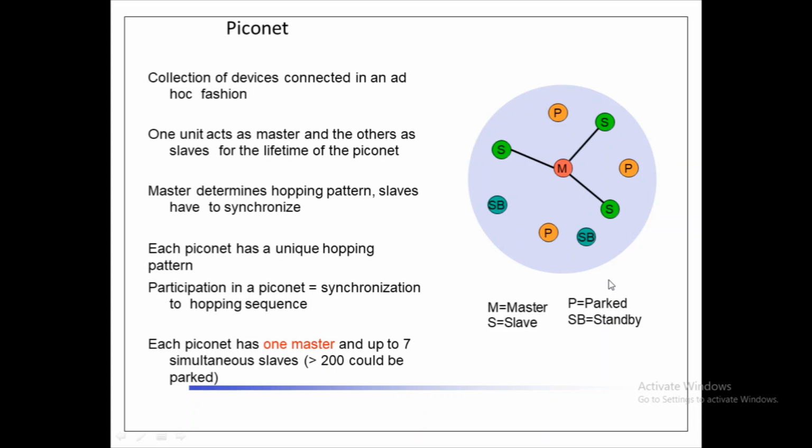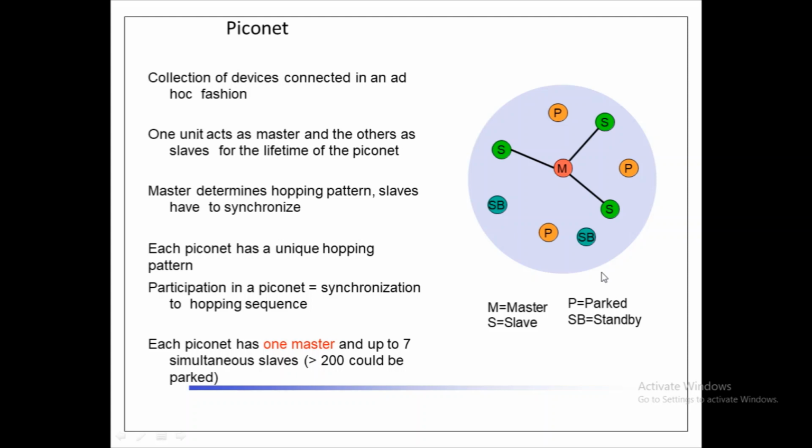Right. Now each piconet has exactly one master, and up to 7 simultaneous slaves. More than 200 devices can be parked at maximum, right? And the reason for the upper limit of 8 active devices is that a 3-bit address is used in Bluetooth, right? A parked device is represented by P. If a parked device wants to communicate and there are already 7 active slaves, one slave has to switch to park mode to allow the parked device to switch to active mode, right?